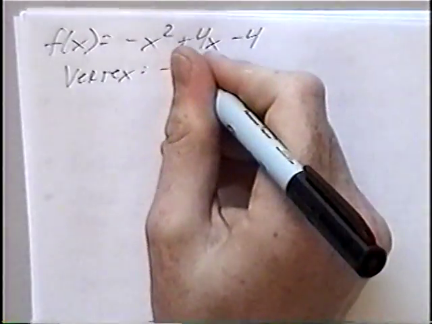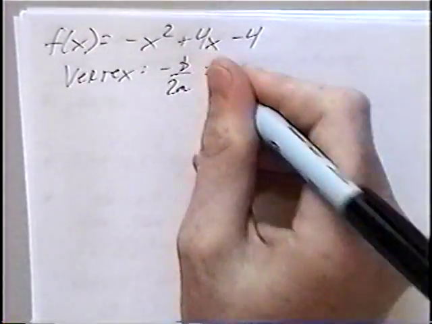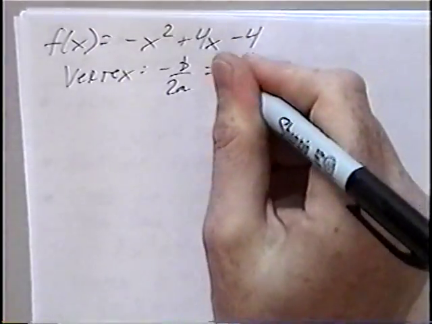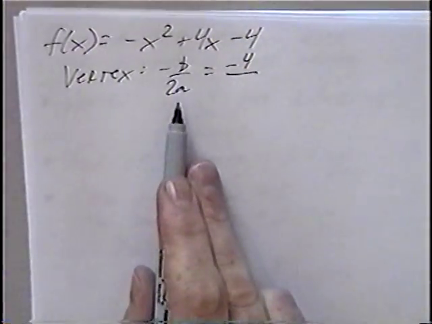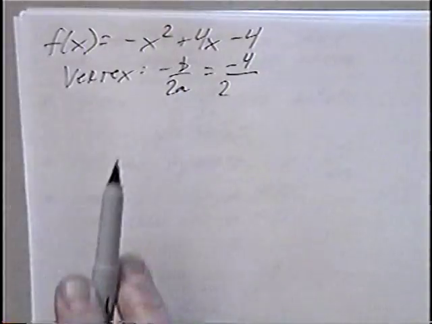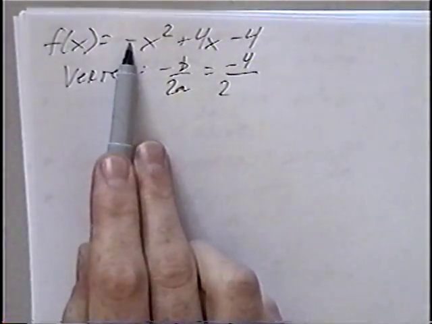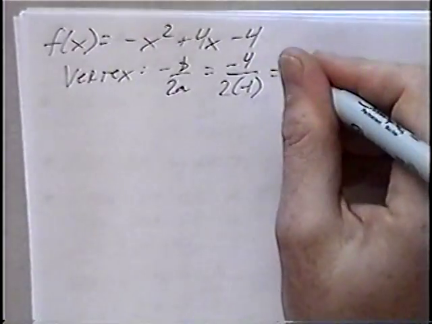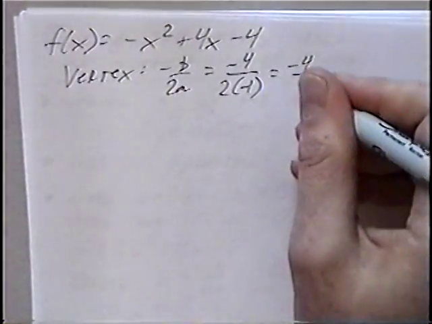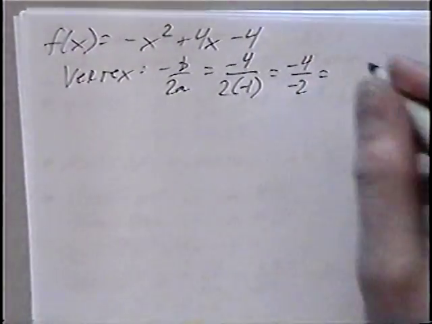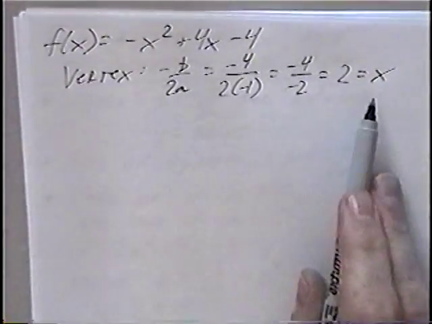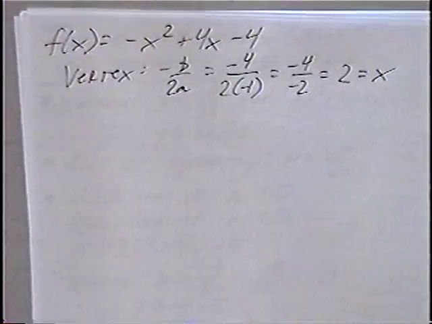The equation negative b over 2a. In this case, b is positive 4, but negative b makes it a negative 4. And 2 times a, the number in front of x squared, in this case is negative 1, so 2 times negative 1. So we'll have negative 4 over negative 2, which is equal to positive 2. And negative b over 2a is what x equals, so x equals 2.